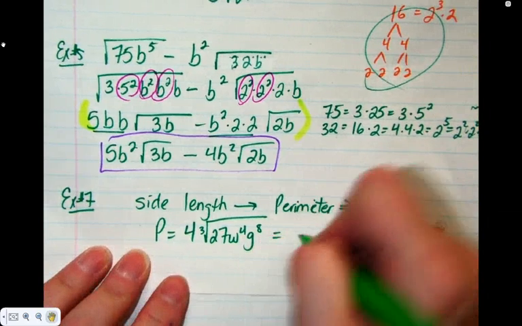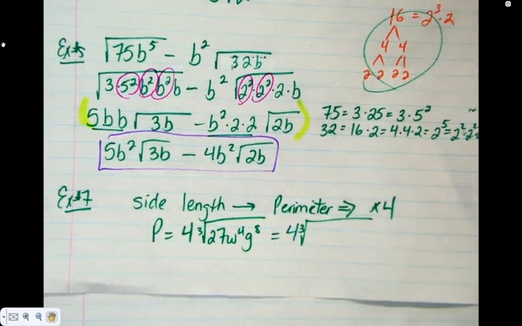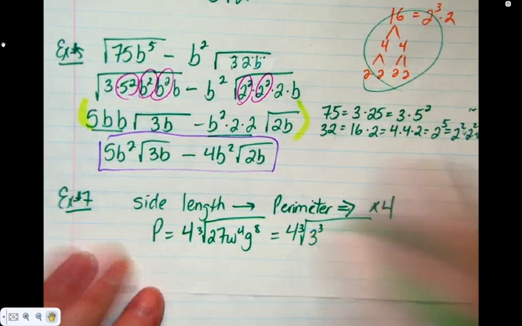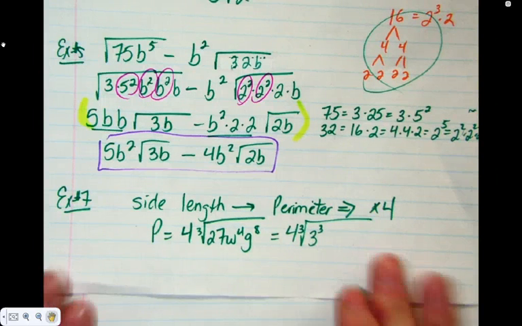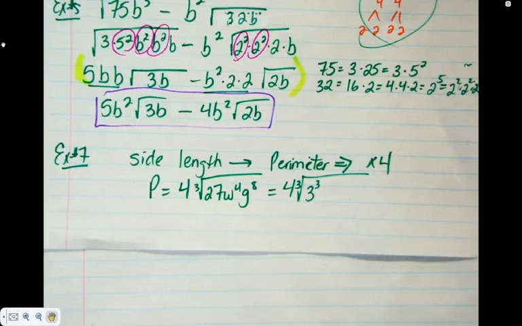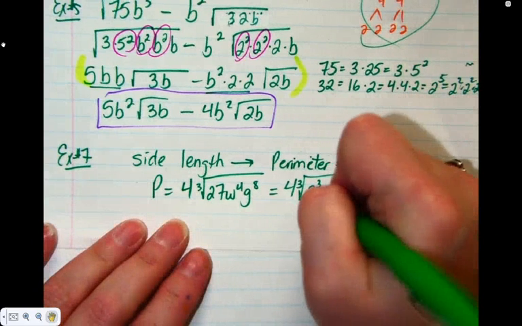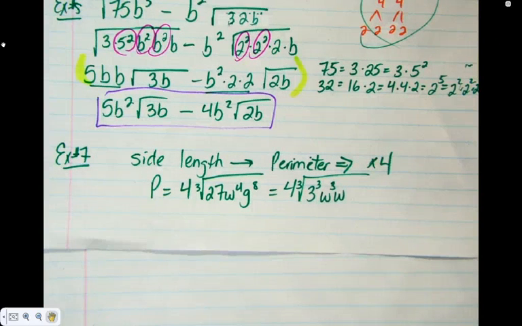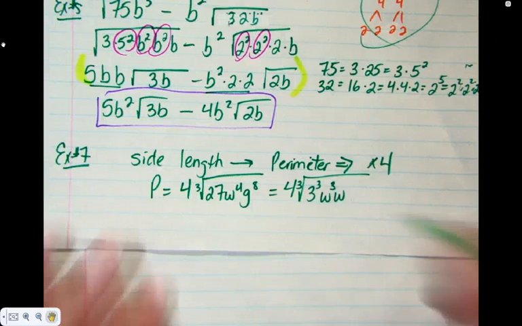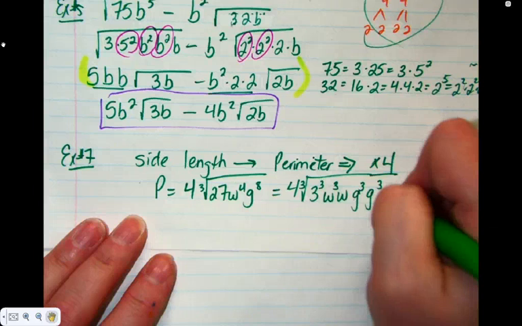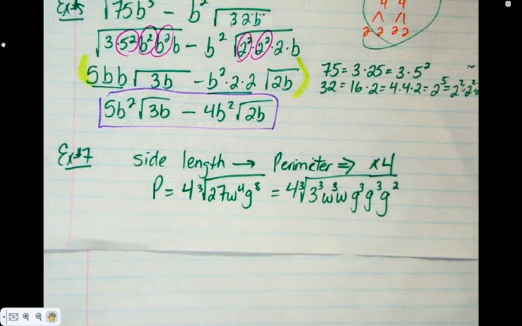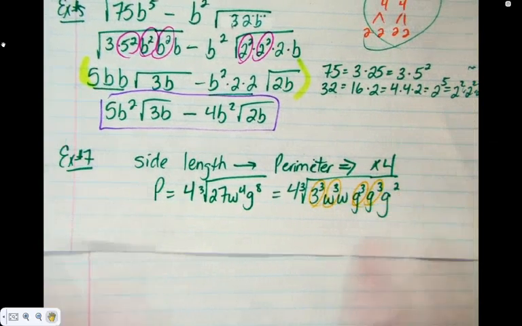What do you want to do with 27? What would you like to break 27 into? If you need to do the 3 times 9 first and then 9 into 3 times 3, that's fine. If you can jump right to the 3 times 3, then jump. What do you want to do with this w to the 4? Well, we probably want to break them up, just to make it a little bit easier. w cubed and w, because we want groups of 3. And what do you want to do with this g to the 8? g cubed, g cubed, and g squared. So everything with the cubed is going to come up front. Everything without the cubed is going to stay behind.